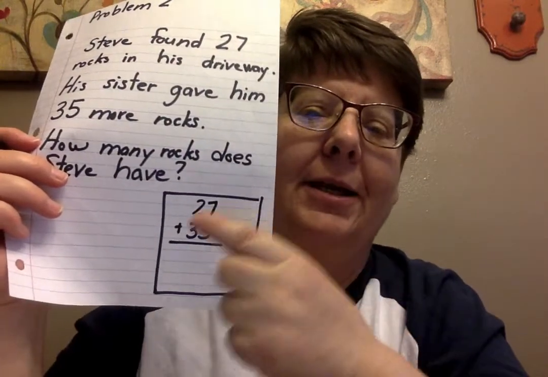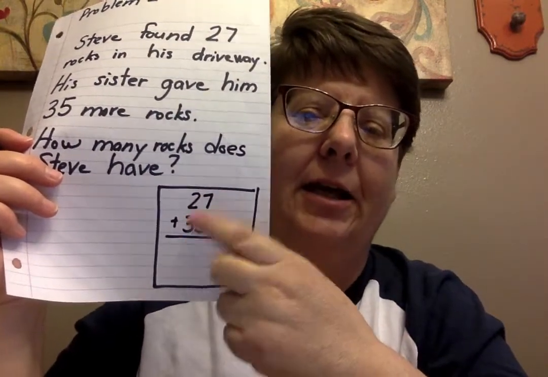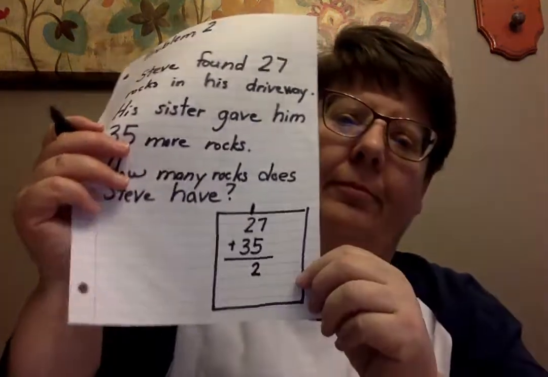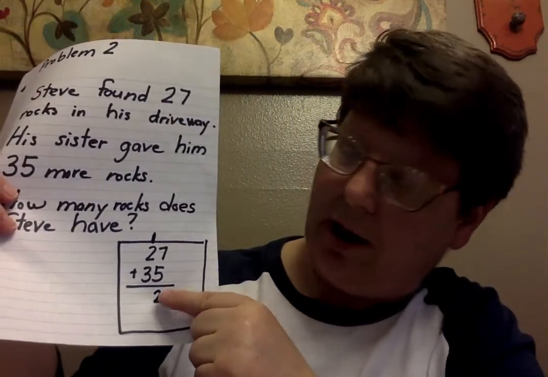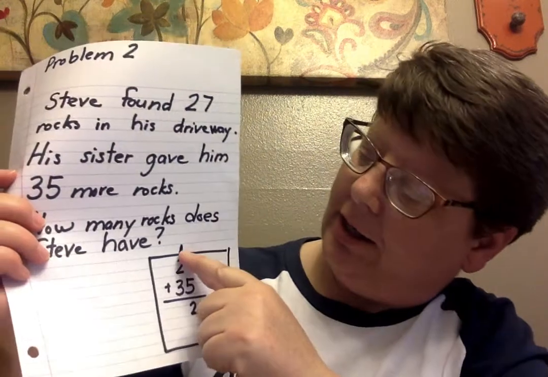I wrote my problem nice and neat, and I kept my 10s lined up and my 1s lined up. Remember, I always start in my 1s column. 7 plus 5 equals 12. So I'm going to write my 2 in my 1s column because 12 is 1 ten and some more. And I'm going to carry the 1 ten. So 7 plus 5 is 12. I wrote down the 2 and I carried the 10.